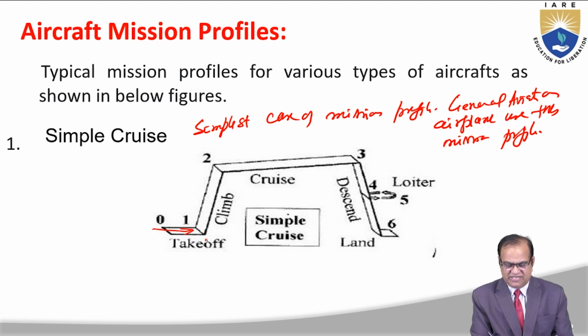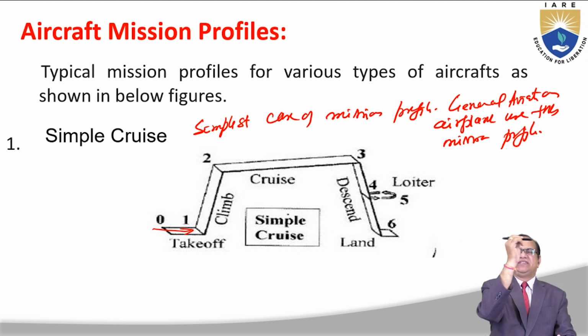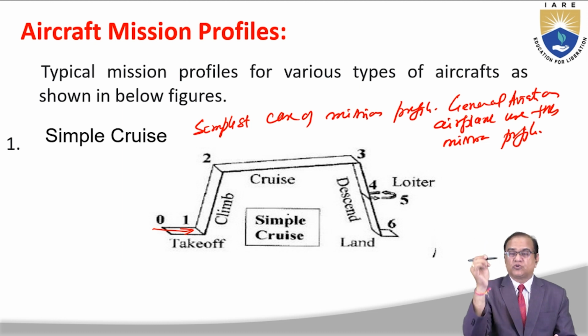So 0 to 1 is the takeoff. 1 to 2 is the climb. After reaching a certain height, it will go into straight and level flight. That flight is called the cruise flight. So here it is the cruise flight.